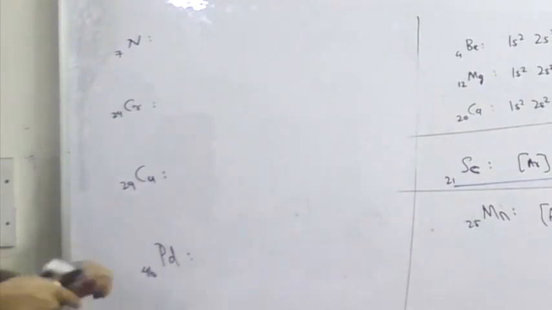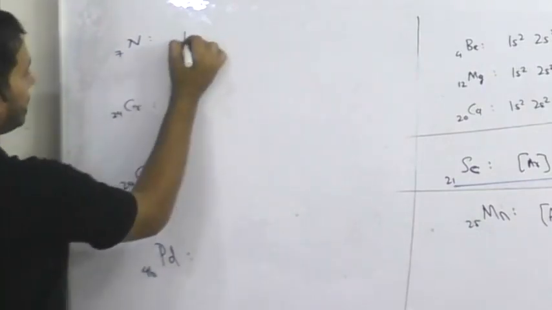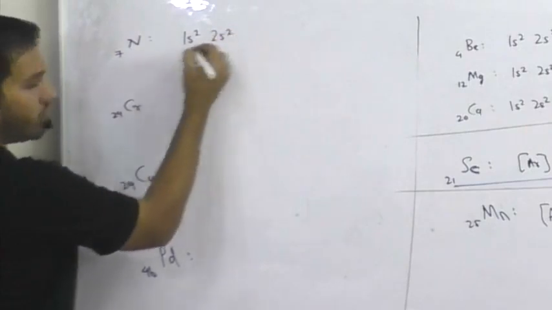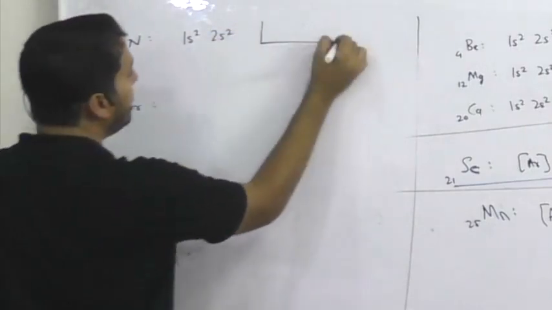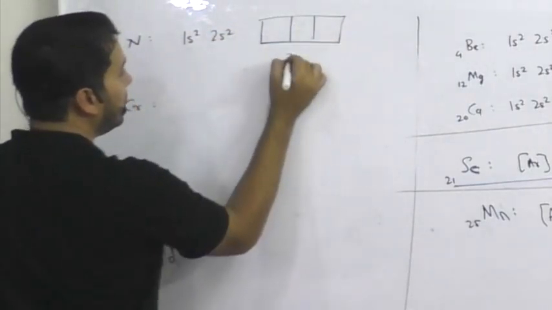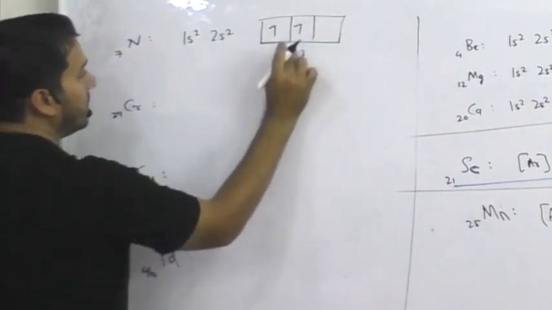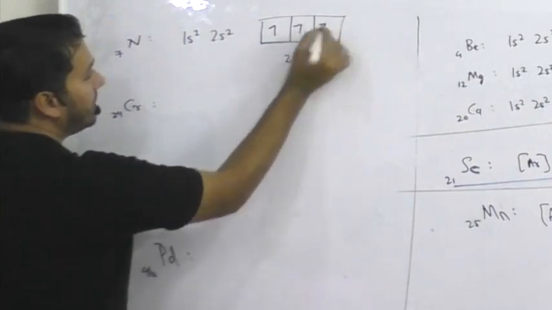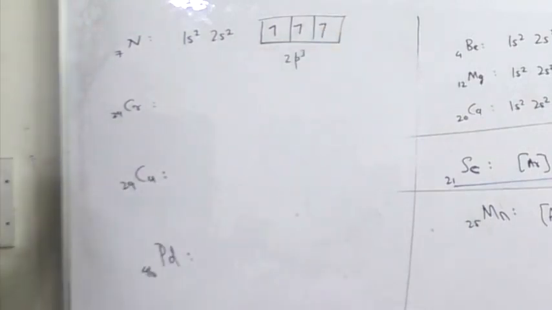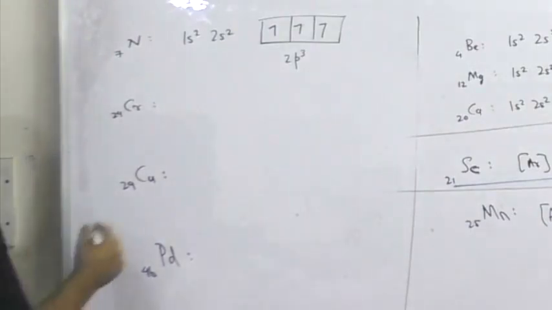Right. What will nitrogen be? 1s2, 2s2. Now they are completely filled, no problem. And then 2p3. How will I fill 2p3? Like this. Right? I will first fill every orbital with 1 electron, and they must be with parallel spin. That's essential. This will be nitrogen: 1s2, 2s2, 2p3.